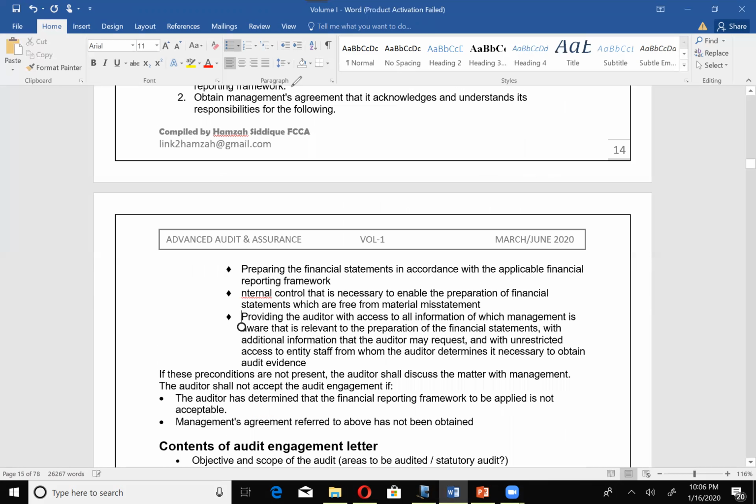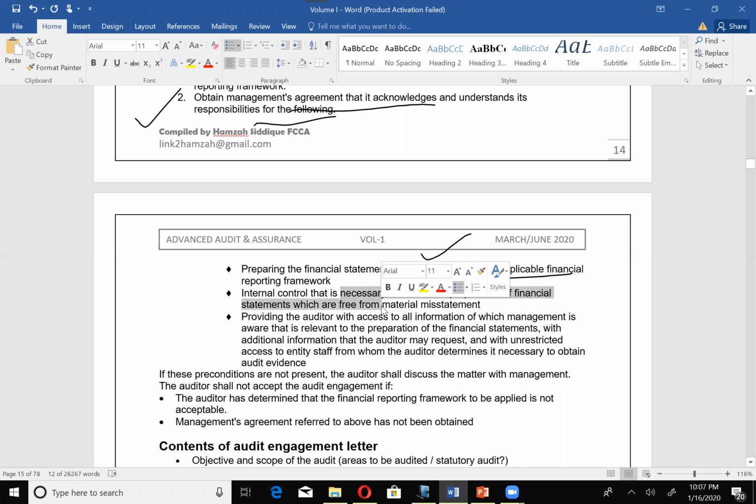Secondly, this is again a precondition: management should acknowledge and understand that it is their responsibility to prepare financial statements as per IFRS or any framework. It is also the responsibility of management to maintain the internal control so that the financial statements prepared are free from misstatement. It is their responsibility.